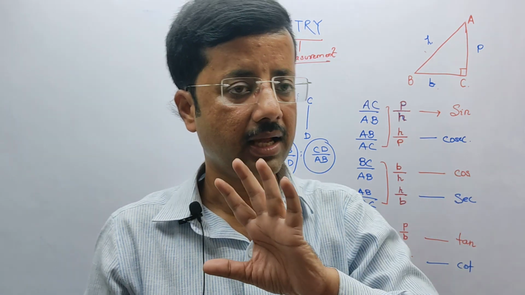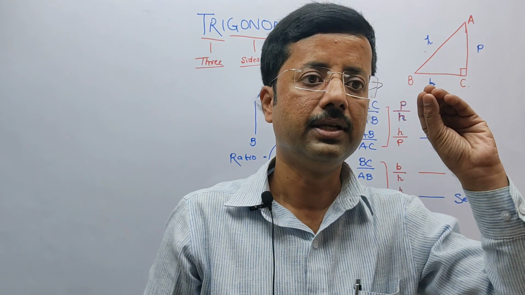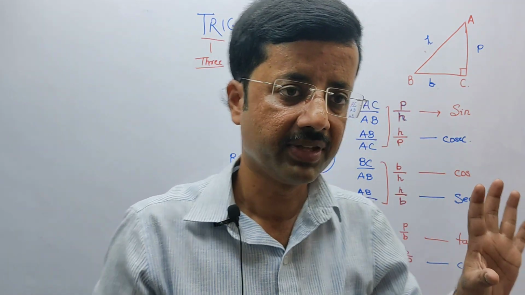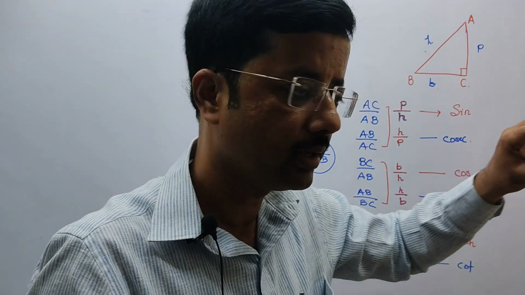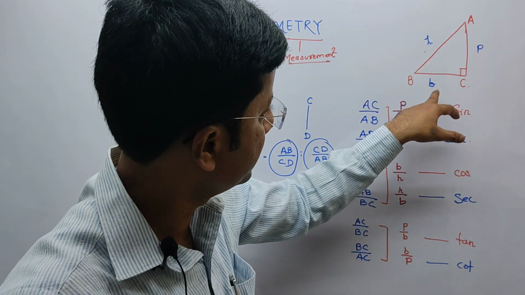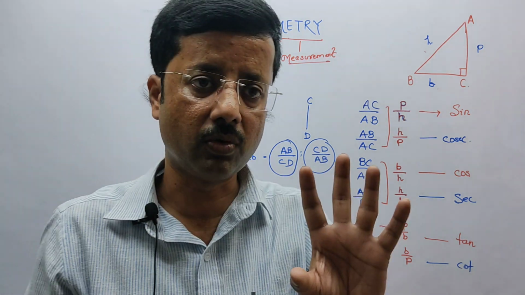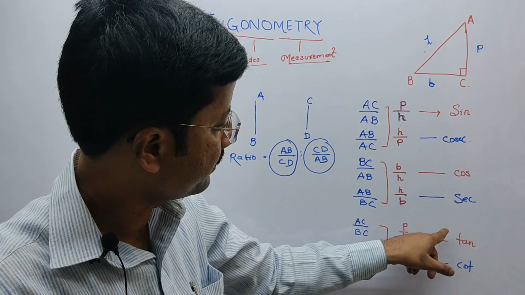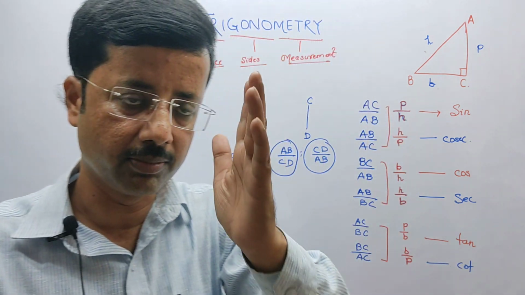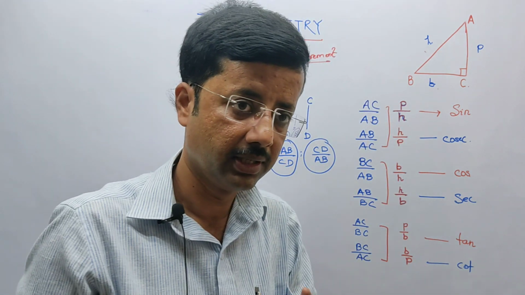Sine, cos, tan are nothing but the ratios of the different sides of a triangle. So the ratio of perpendicular and hypotenuse is called sine. Then base by hypotenuse is called cos, and perpendicular by base is called tan. Keep in mind, remember this, this is very important.